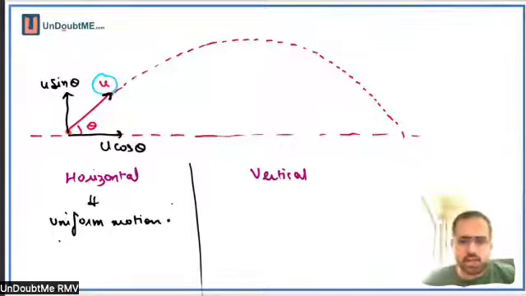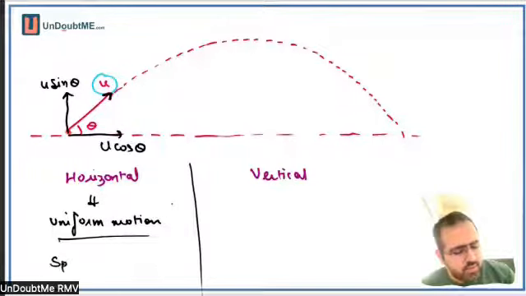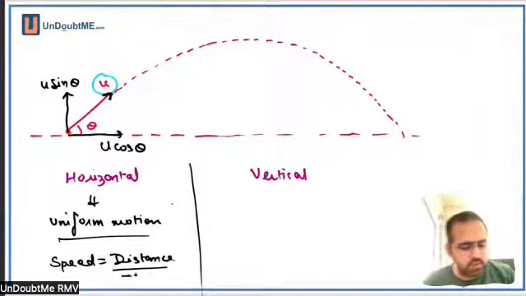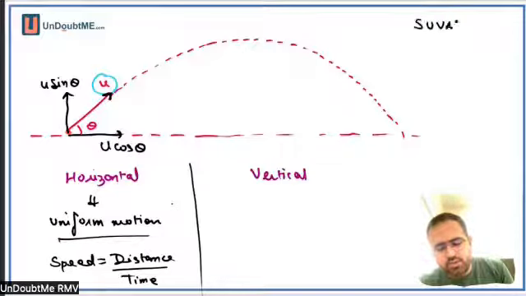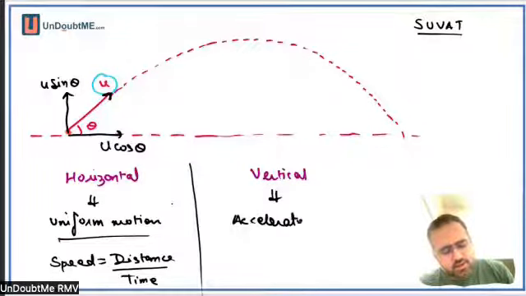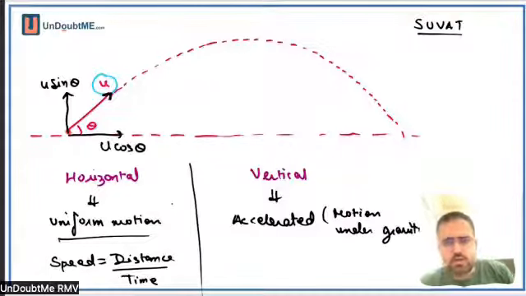So in the horizontal direction, you will be using only this formula. Speed is equal to distance upon time, like the one which we used to do in lower grades. Do you know this formula? Okay. So this formula is applied only when there is a uniform motion. If it is an accelerated motion, then for that we use SUVAT equations. So vertical motion is accelerated motion, rather it is motion under gravity. Motion under gravity will be dealt with using SUVAT equations.